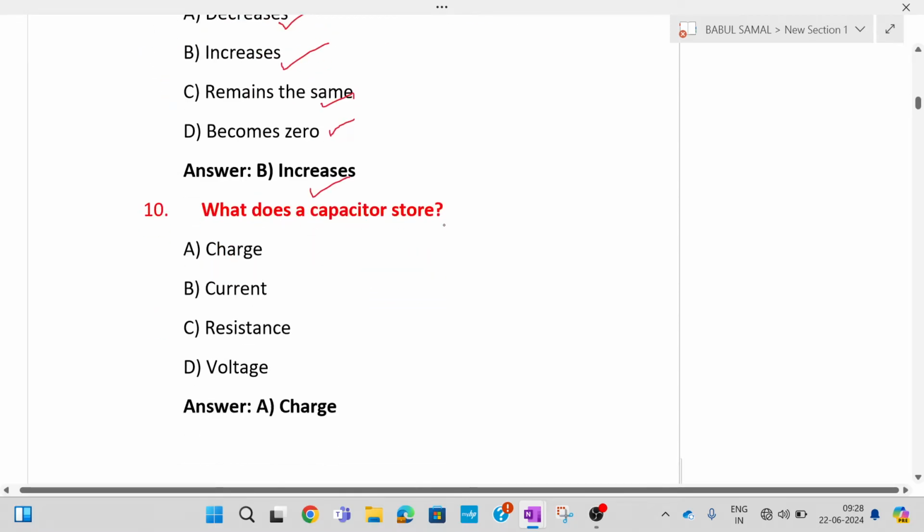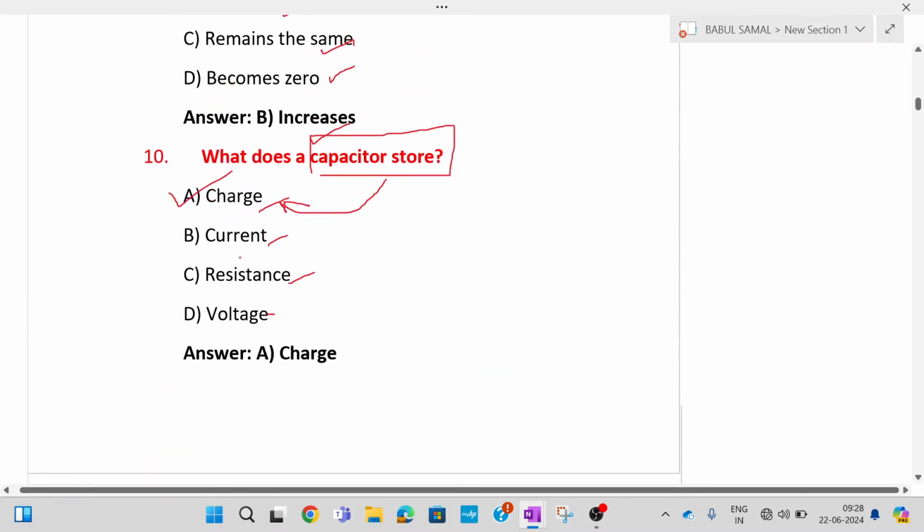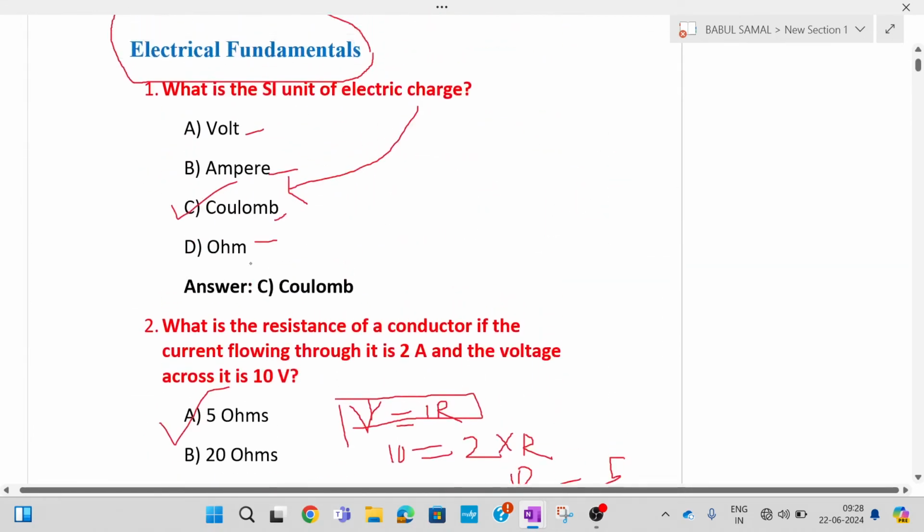What does a capacitor store? Very important. Options are charge, current, resistance, voltage. Obviously, capacitor stores charge. So option A will be correct. Next question. In the first 10 questions, we have discussed the fundamentals of electricals.